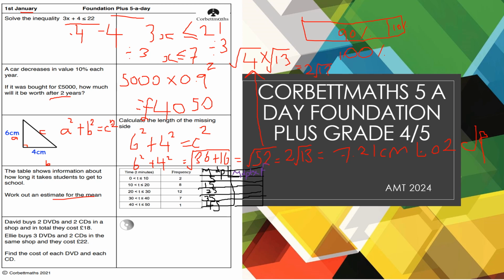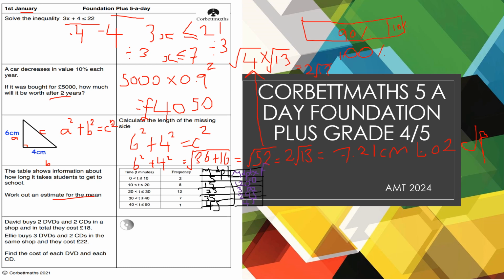So 2 times 5 is going to be 10. 15 times 8 is going to be 120. You can work it out to the side, because 4 times 15 is going to be 60, and then double that. This one's a bit trickier. 12 times 25, I can just use the calculator to make it easier, it's going to be 300. The next one, 7 times 35 is 245, and the last one here is 1 times 45, which gives you 45.